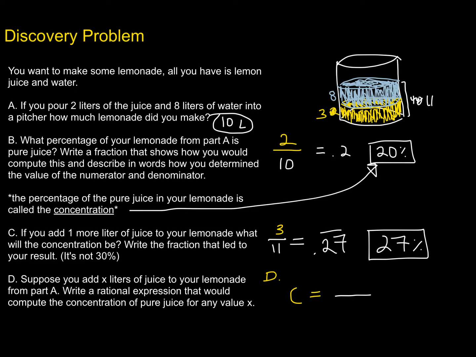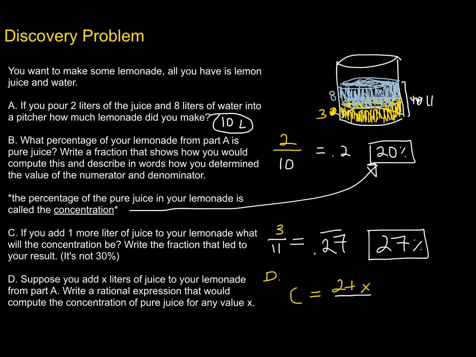Suppose we didn't add just 1 liter. Let's suppose that we add X liters of juice to our lemonade, the original that we had from part A. We want to write a rational expression that would compute the concentration of pure juice for any value X. So C is going to represent concentration, and I want to write an expression that will give me the concentration depending on what X is. As we can see, what we did is we took the value of X and we added it to the number of liters of juice that I have already in the mixture. So it'll be 2 plus X.